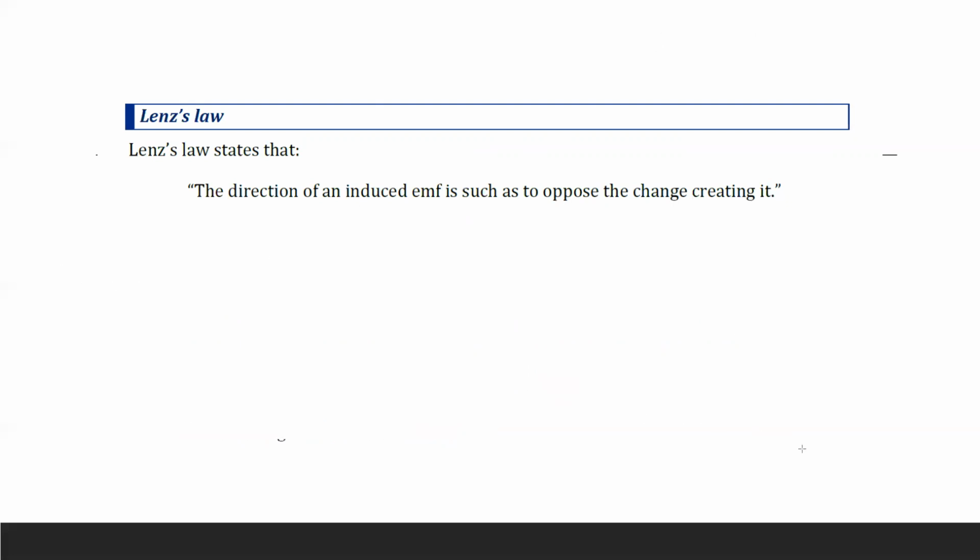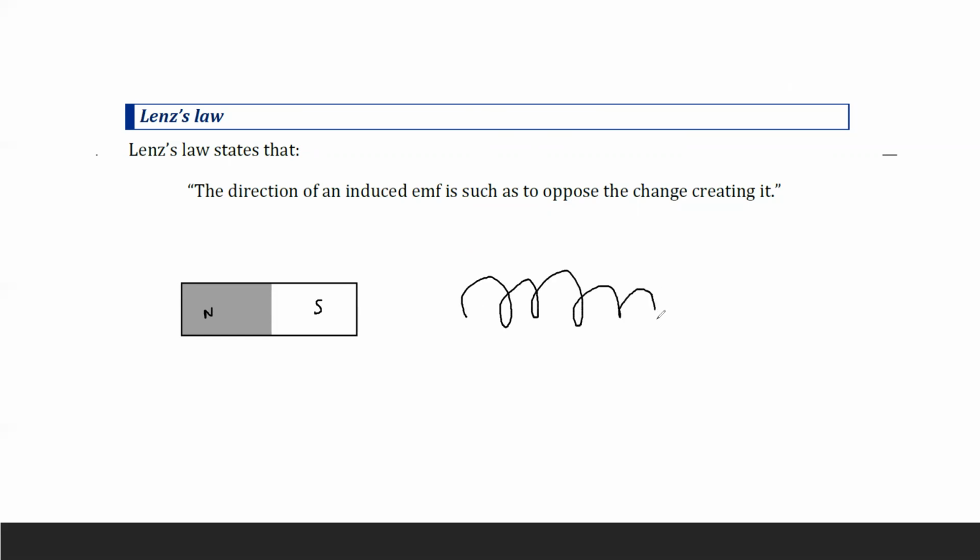So for example, you have a magnet which has north and south poles. And you have a coil, a solenoid.